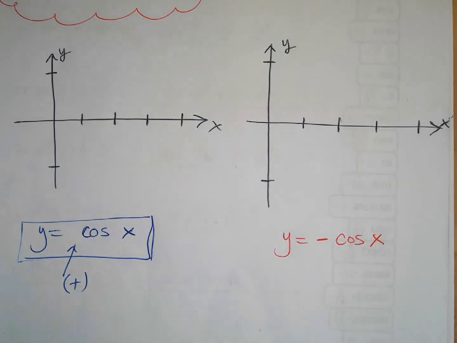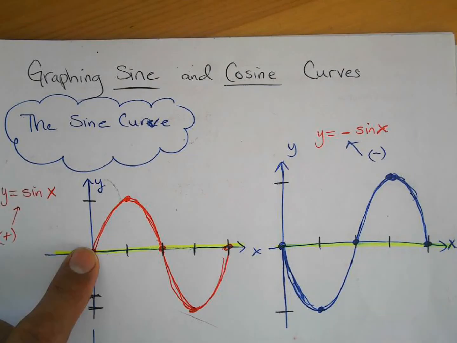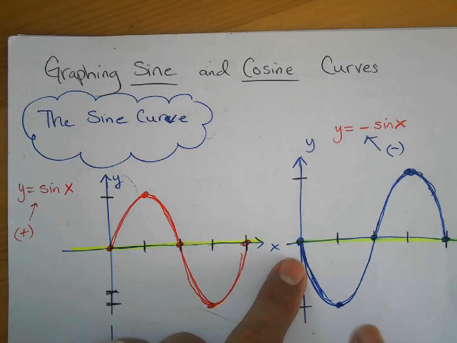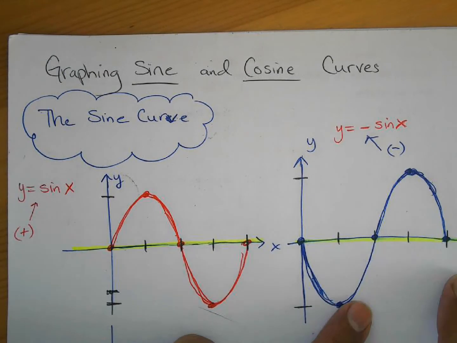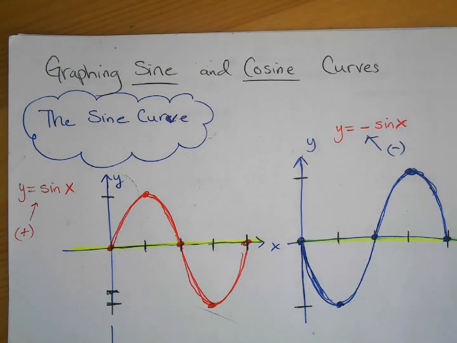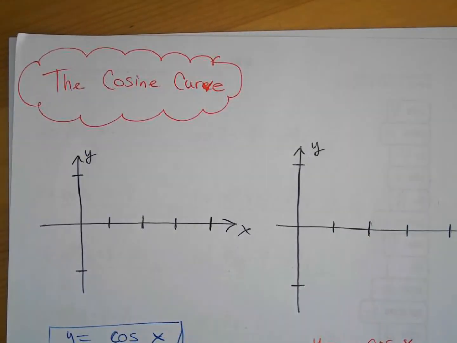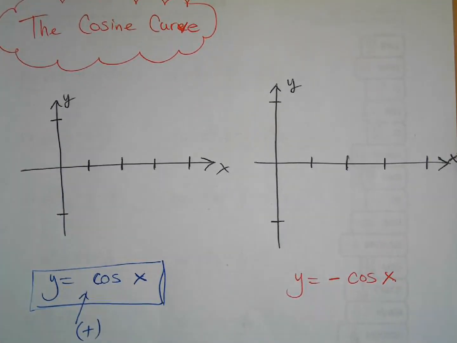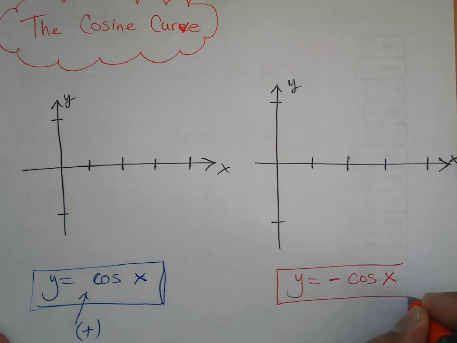We already looked at sine. We understand sine starts here, and if it's positive, it opens up, and if it's negative, it starts here and it goes under. Okay, we understand that. That's all I want you to understand right here. Now, for cosine, how that graph looks, how that curve looks: we have positive cosine and we have negative cosine.